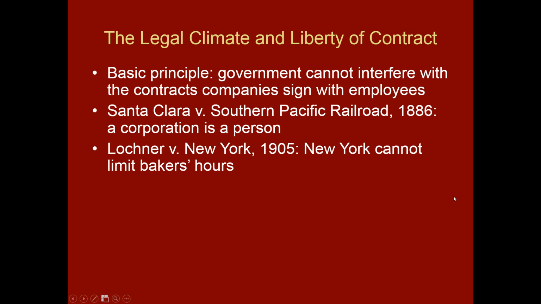Another famous case was Lochner versus New York in 1905. New York State had passed a law that limited the number of hours bakers could work. This was a notoriously difficult occupation to have. The hours were extremely long. Of course, bakers have to be at work very, very early in the morning. And they were often exploited. So the state of New York passed a law limiting their hours.